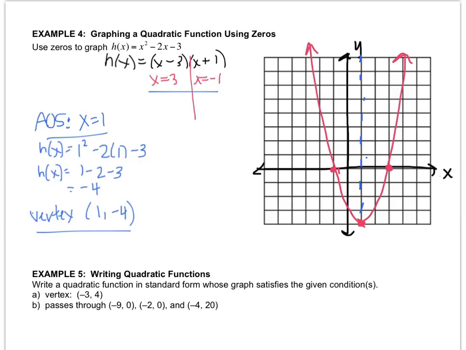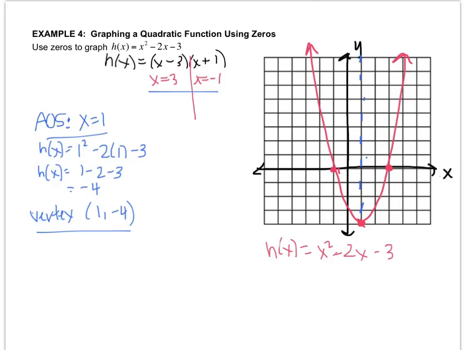And label your graph. Now, obviously, if you wanted a more precise graph, you would make a table of values, plug in some more values for x, see what you get out of y, and plot them, but this is good enough. If you have any questions, write them down and ask me when you come to class.